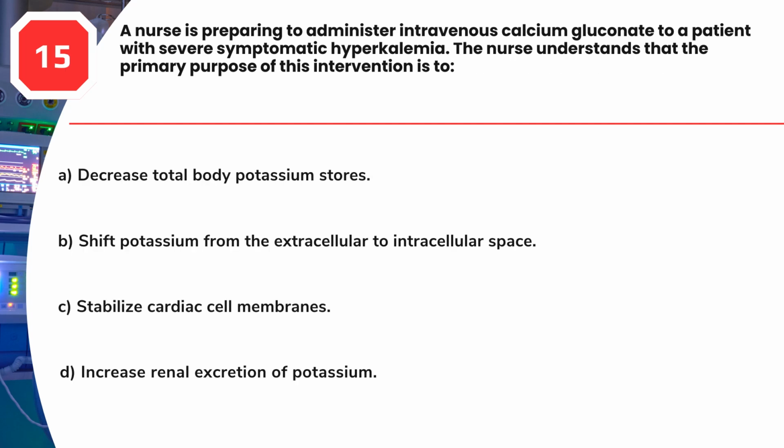Question 15. A nurse is preparing to administer intravenous calcium gluconate to a patient with severe symptomatic hyperkalemia. The nurse understands that the primary purpose of this intervention is to A. Decrease total body potassium stores. B. Shift potassium from the extracellular to intracellular space. C. Stabilize cardiac cell membranes. D. Increase renal excretion of potassium.